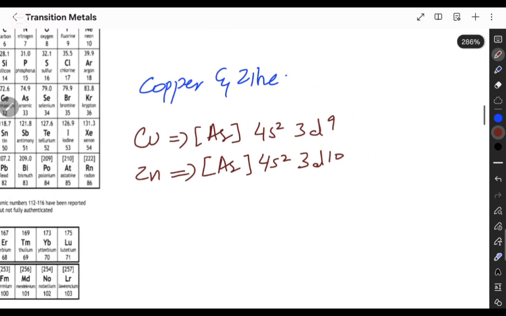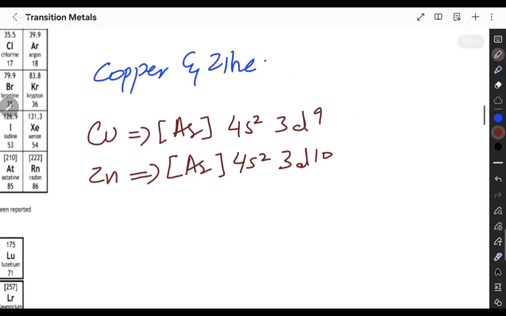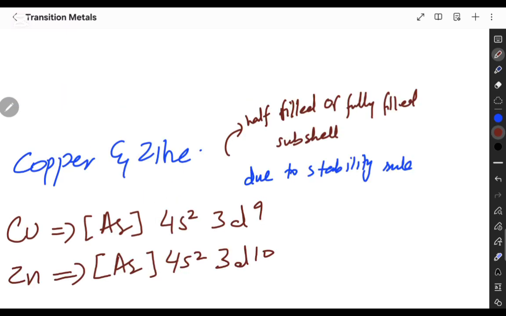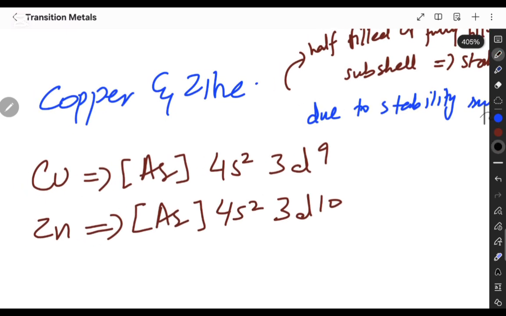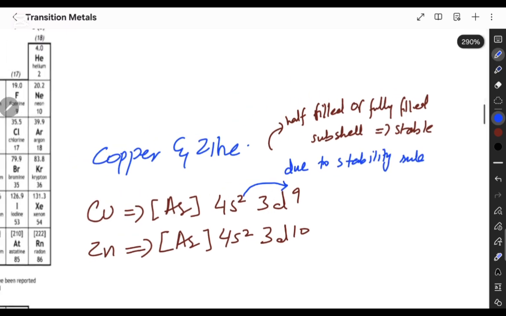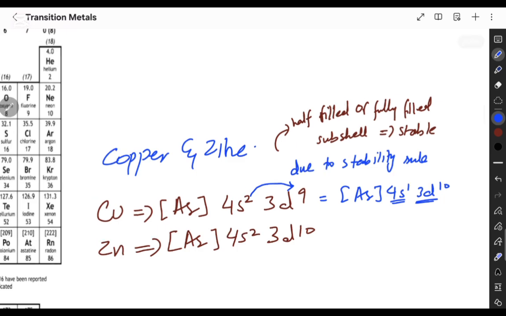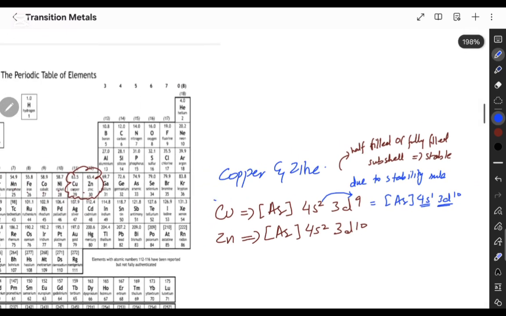So here are the electronic configurations of copper and zinc according to the periodic table. Now, due to the stability rule, which says that half-filled or fully filled subshells are more stable, 4s will give one of its electrons to 3d, so the electronic configuration actually will look something like this. Now we can see 4s is half filled and 3d is fully filled, so it's much more stable.